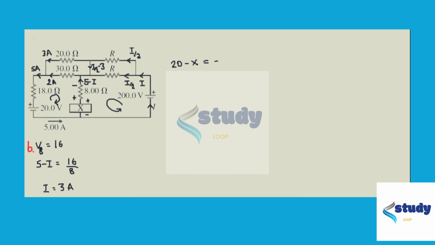For every potential drop we can write a minus. The first one is 18 ohms that has 5 ampere current, so minus 5 into 18. The second one is 30 ohm that has 2 ampere current, so minus 2 into 30. The other one is 8 ohms that has 5 minus I, again against the loop, so minus (5 minus I) times 8. Now we know the value of I is 3, so just plug in the value of I, then you can get the value of X. This gives me X equal to 186 volts. Wow, we are done with part A of the question.